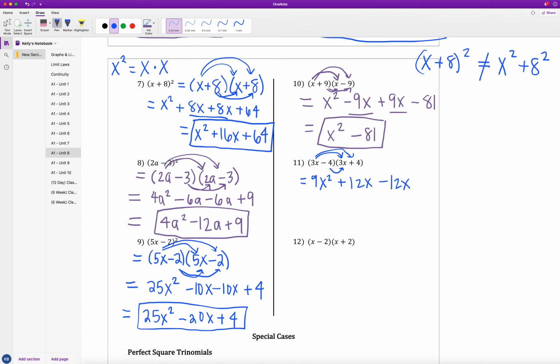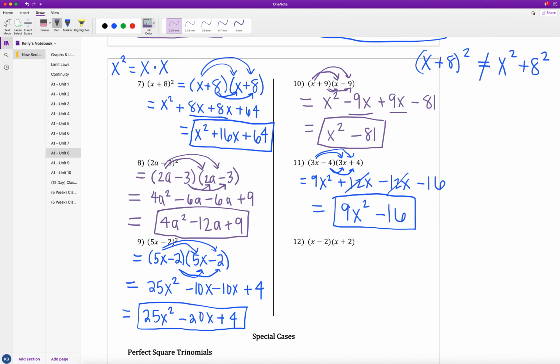Something's going to happen there with those two terms. And then a negative 4 times a positive 4 will give us a negative 16. Again, we have two terms that completely cancel each other out, and I'm only left with 9x squared minus 16. So our linear terms, or just our x terms, ended up canceling out. Why don't you pause the video and do example 12 on your own first, and then we'll check it together.